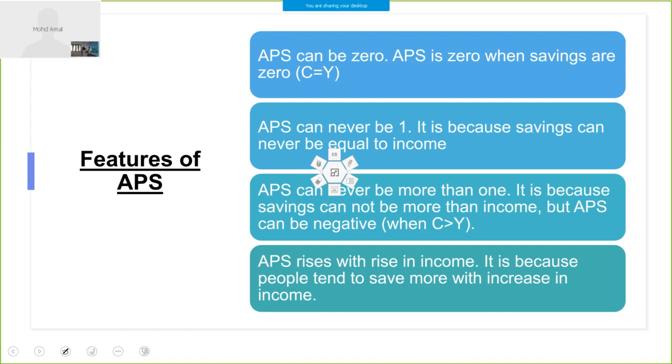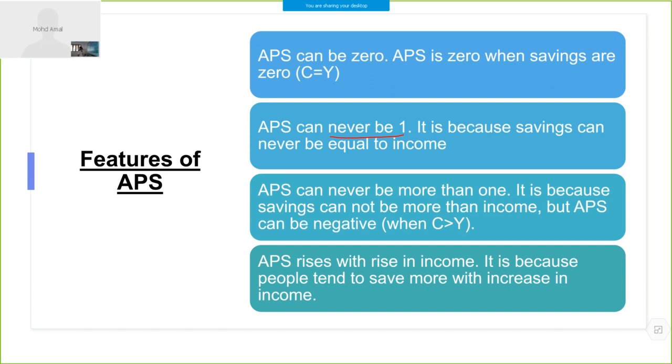Then the second one, APS can never be 1. It is because savings can never be equal to income. You can write these as the reasons. So APS can never be 1 because savings can never be equal to income. Okay, so what is the first feature? APS can be 0 when savings are 0. Then APS can never be 1, because savings can never be equal to income.